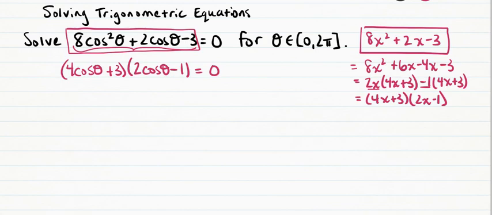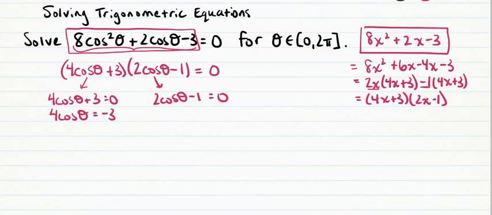So at this point, we have two binomials set equal to 0. And so that means that either that first factor of 4 cosine theta plus 3 has to equal 0, or the second factor of 2 cosine theta minus 1 has to equal 0. And we can solve each of these equations separately. So solving the first one, we get 4 cosine theta is equal to negative 3, so subtract 3 from both sides, and then divide both sides by 4 to get cosine theta equals negative 3/4.